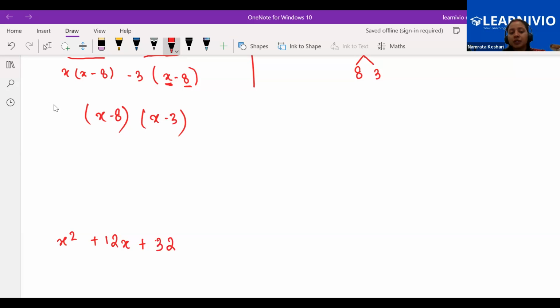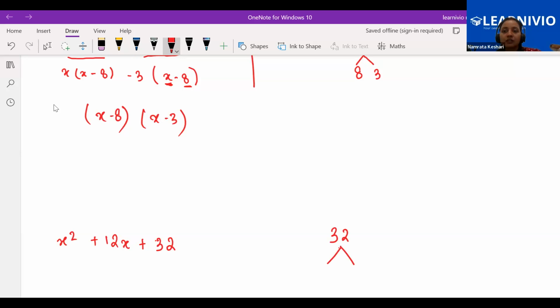You will be able to do it, right, Ayan? Yes, ma'am. Okay, we need to split this 32 by using two such numbers which added together or maybe subtracted together will generate the middle term, that is 12.